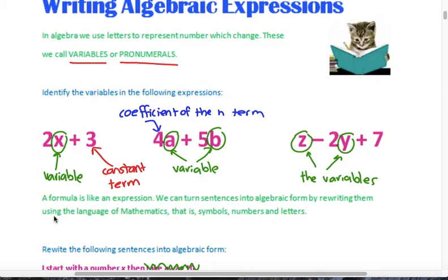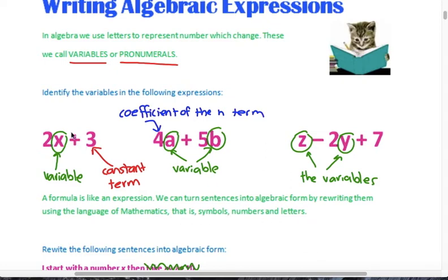A formula is like an expression. If you're asked to find a formula, it's similar to an expression. Sometimes a formula can be similar to an equation too, like a squared plus b squared equals c squared, or area equals length times width. That's fine. We can turn sentences into algebraic form by rewriting them using the language of mathematics. That's what we're going to practice, turning sentences into algebraic form by using the language of mathematics. That is symbols, numbers, and letters.